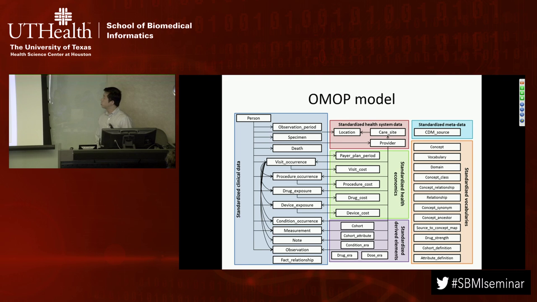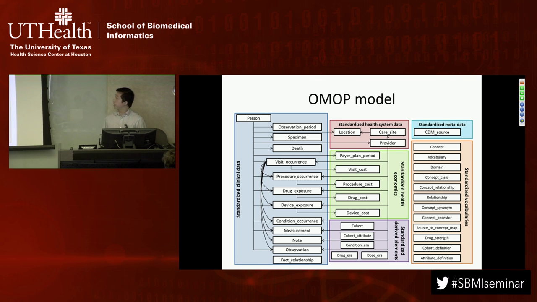And here, I'm going to introduce the model details. The OMOP model is composed of different parts. One is the standardized clinical data, which represents the core clinical events from the data repository. The standardized health system data is about the healthcare provider system. And the standardized health economics is about the cost of the health system. And the standardized derived elements are directly derived from the clinical repositories, so based on the clinical repository facts, we generated something.